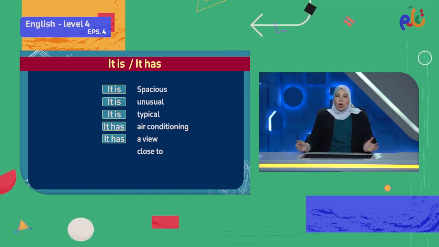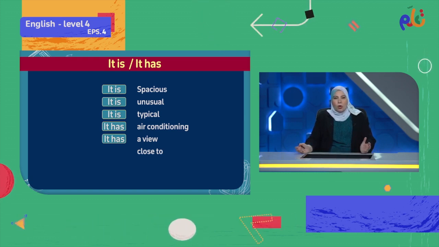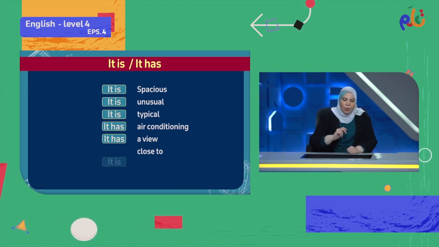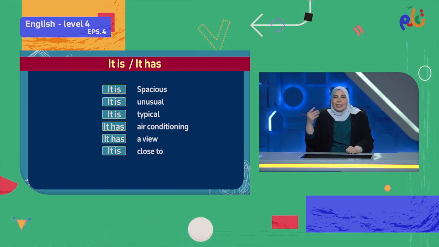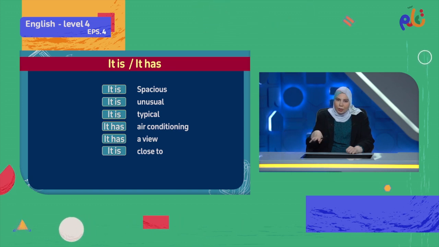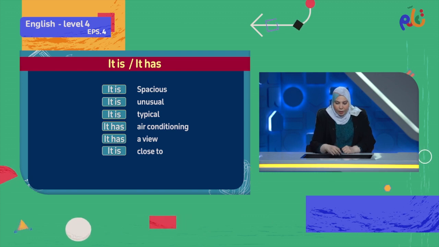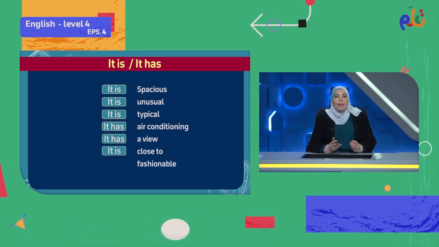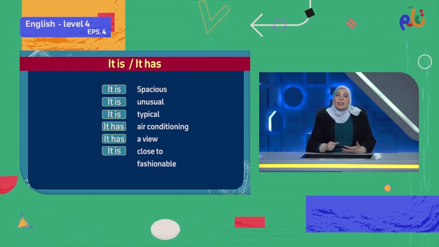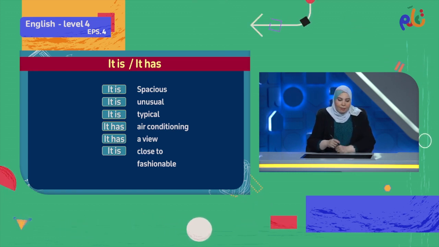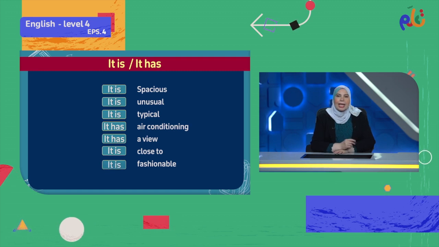If we're talking about close to, which means near, this is another adjective. So I don't like this flat, it's not close to transportation, or I like this flat, it's close to my work. And fashionable, which means stylish or modern, and it's an adjective, so in this case we can say it is.